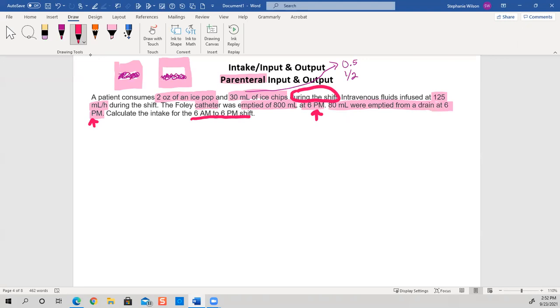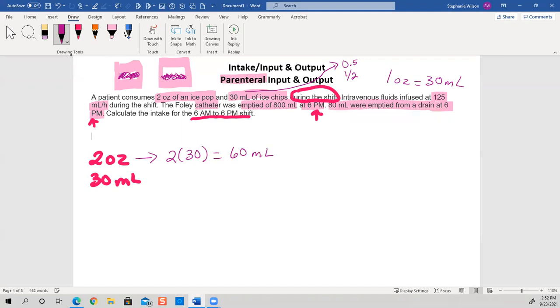Okay, so let's do it in parts. It says we have a 2 ounce ice pop. We have 30 milliliters of ice chips. Before I do the rest, I'm going to take care of this. What is the relationship between ounce and milliliter? I know that for every 1 ounce, that's 30 milliliters. So all I need to do is take this 2 and multiply it by 30 milliliters, and it gives me 60 milliliters. How do I know that? Because I would have divided by 1 ounce and multiplied by 30 milliliters. Look, that's all we had to do.